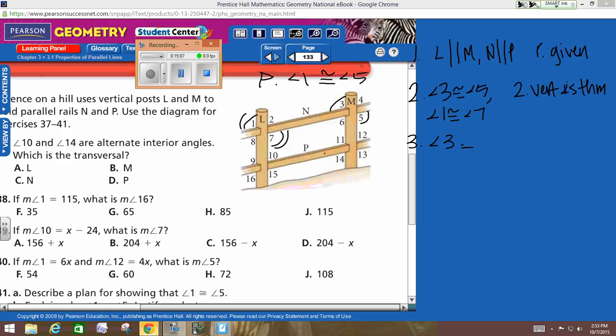Good. Angle 3 is congruent to angle 7, because if your lines are parallel, alternate interior angles are congruent. So 1 is congruent to 7 because they're vertical. 7 is congruent to 3 because they're alternate interior angles. And then 3 is congruent to 5 because they're vertical angles. So would 1 and 5 be congruent? What would be our reasoning for that? Substitution. Or transitive.